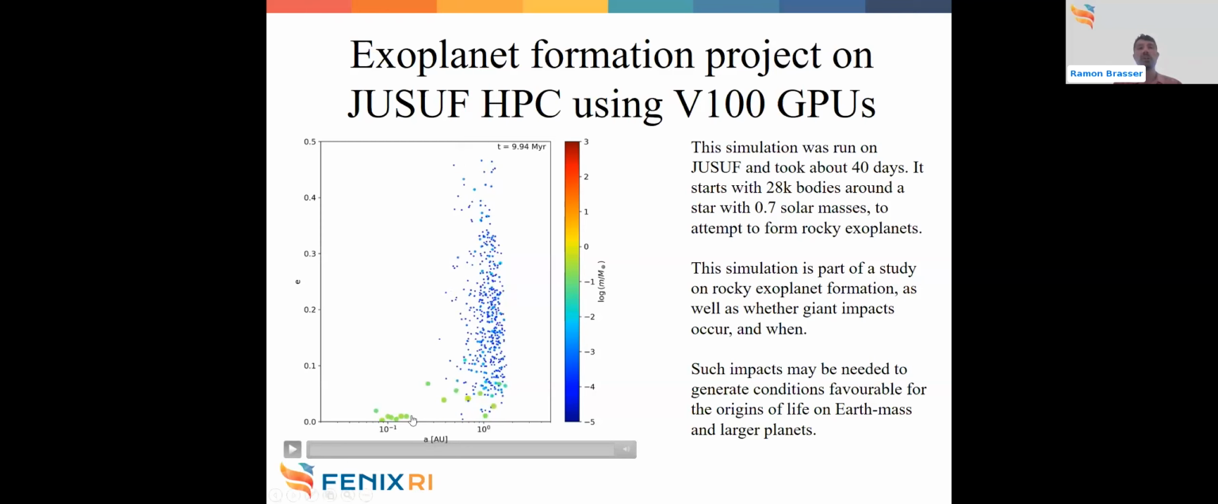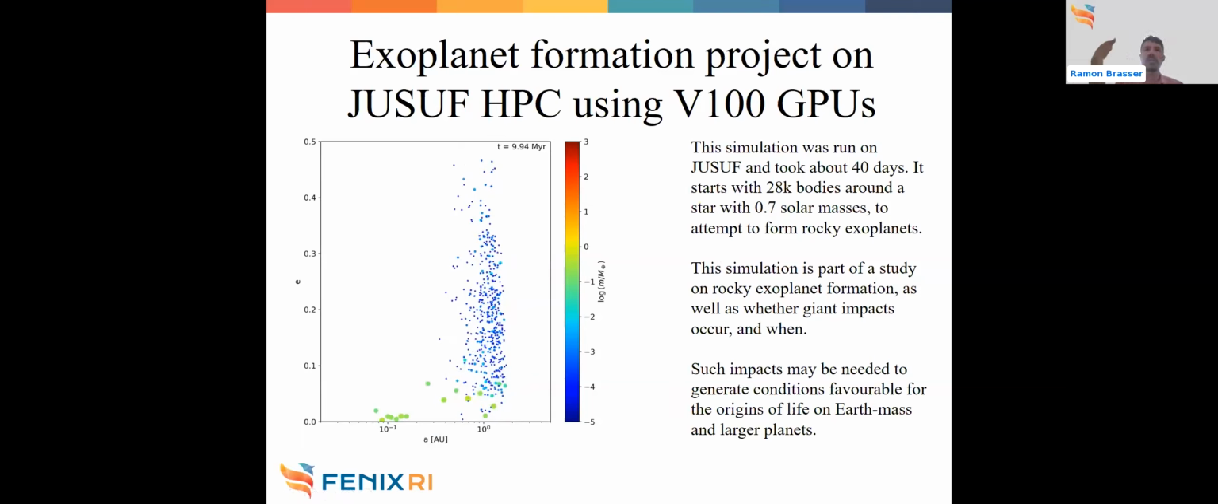And in this particular case, after about 10 million years, I only end up with bodies roughly the size of Mars. So it is difficult with these initial conditions to form planets that are heavier than Mars-sized planets. So Earth and super Earths, this model fails to do that. So we need to go back to the drawing board and either put in more mass or try to understand what else is happening. But on JUSUF, starting with 28,000 bodies, this takes about 40 days.